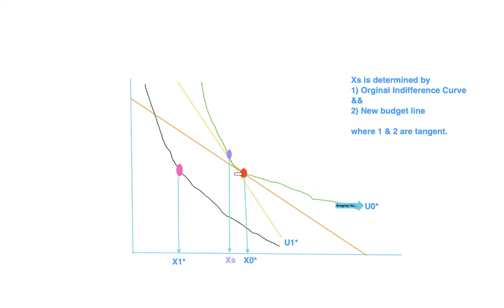So if the consumer moves from the red consumption bundle to the purple consumption bundle, what do I know? What's their level of utility, Sonica, at the red one? It's U0 star. And what's their level of utility at the purple one? It's also U0 star, because they're both on the same indifference curve. So by definition, they give the same level of utility, and the consumer is indifferent between them.